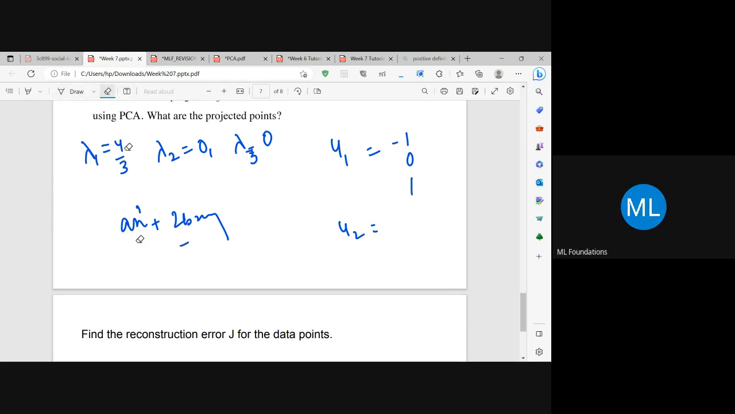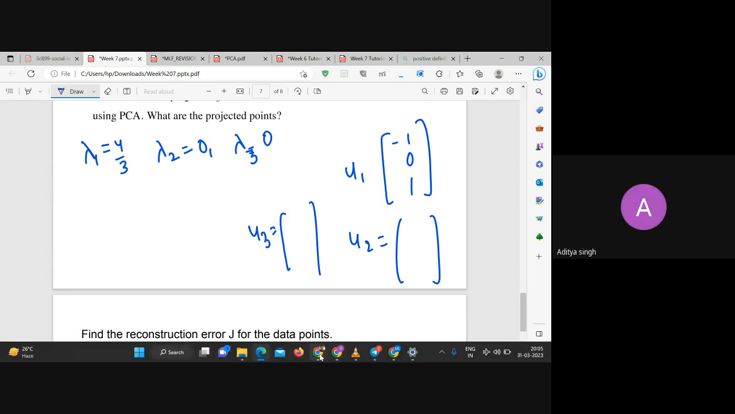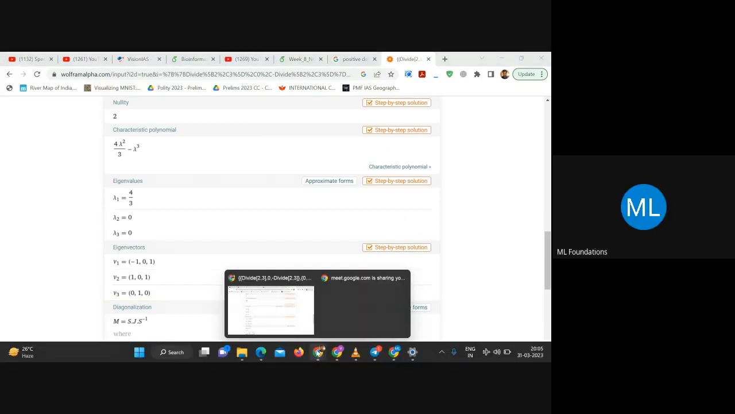Now we have to go through the 8th week also. We don't have much time, so I'll just go through all the examples. So you have got the eigenvectors. U1 is this one. U2 is 101. And what is U3? 101, and this is 010.